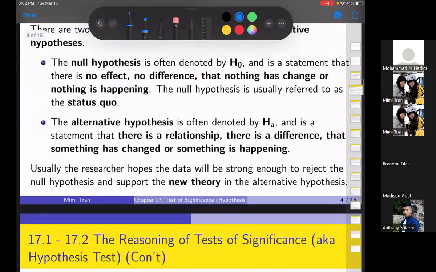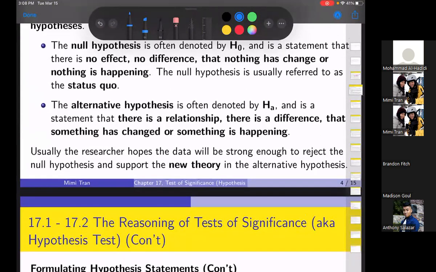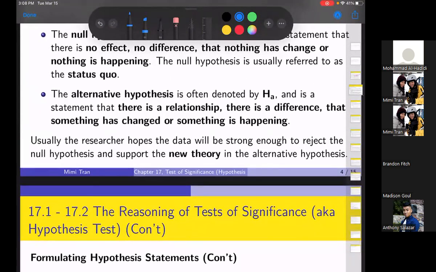For HA, it's the more interesting stuff, the thing that you want to show. The alternative hypothesis is often denoted HA, and it's a statement that there is a relationship, there's something different, something bigger or less than, something happening. Usually the scientist or the researcher hopes the evidence will be strong enough to reject H naught and support HA. H naught is boring. It's nothing.